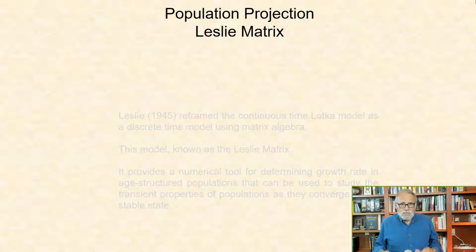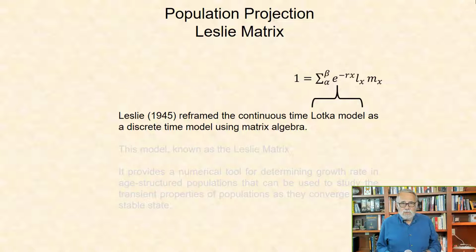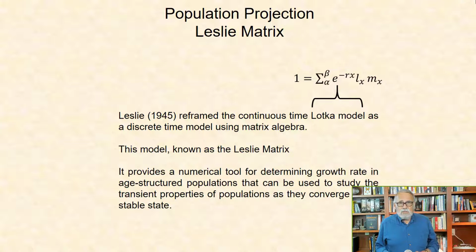The Leslie matrix. Leslie in 1945 reframed the continuous time Lotka model as a discrete time model using matrix algebra. This model, known as the Leslie matrix, provides a numerical tool for determining growth rate in age-structured populations that can be used to study the transient properties of populations as they converge to the stable state.